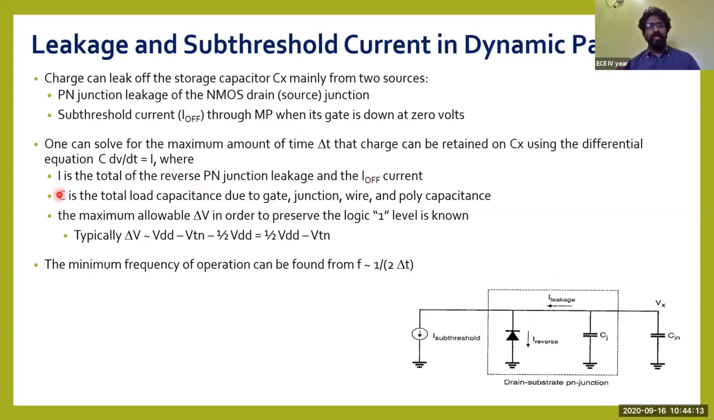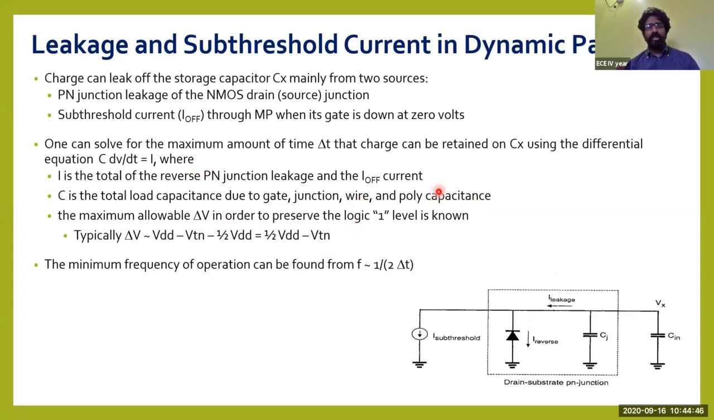Now what is C? C is the total amount of capacitance due to the gate, junction, wire, and also polysilicon capacitances. So C is the total capacitance which is formed at the gate, at the junction, and due to the wires. Wire is nothing else but the metal wiring between the different layers which we have seen in the layouts, or it can even be between the polysilicon and other metal layers. There are poly capacitances.